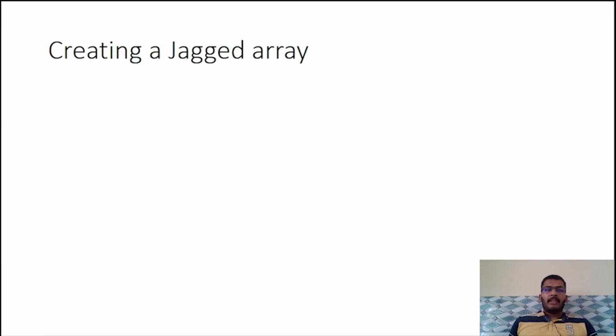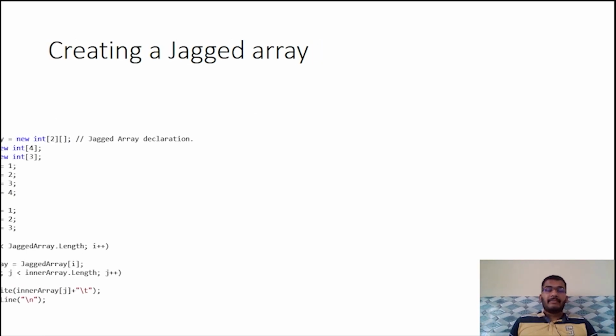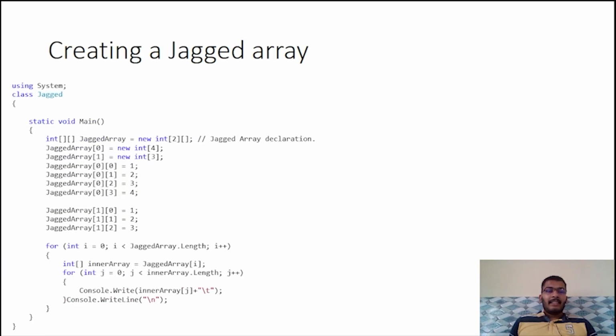Next we'll see how to create a jagged array. The syntax to create a jagged array is this. We see the data type followed by two square brackets to mention that it is a jagged array. Then we see the array name, then equal to the new keyword, which is mandatory to create any array. And then we see int, followed by two square brackets, and here we mention the size of this jagged array. In this case it is 2.